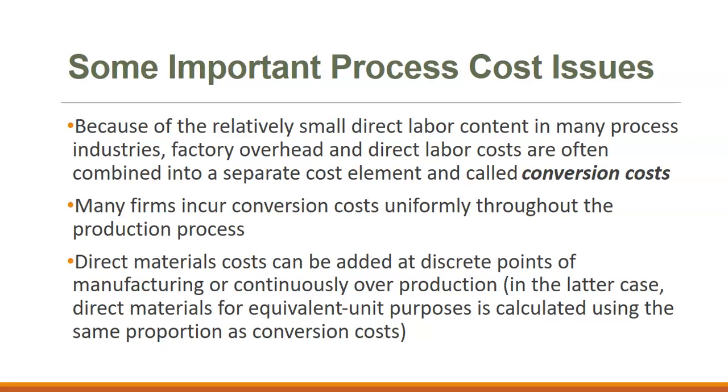Instead of applying overhead based on an overhead rate, like we do in job costing, in process costing, we take our total overhead and direct labor costs, put it in a pool called conversion costs, and divide that by the equivalent units produced. Direct materials are costs that are added at specific times during production.